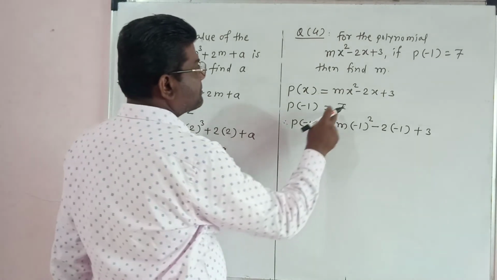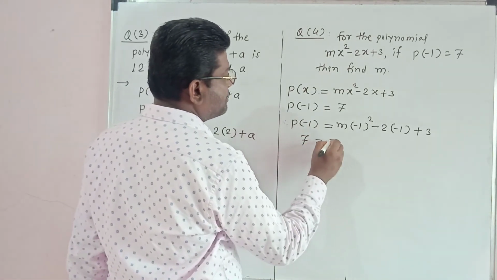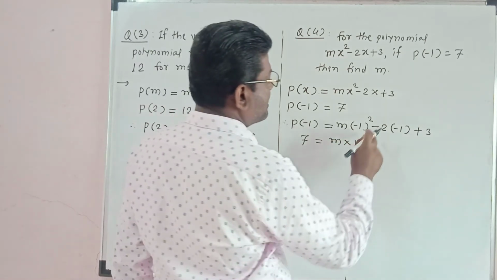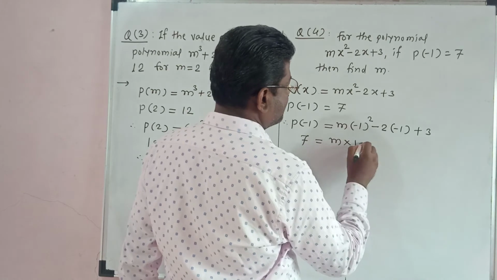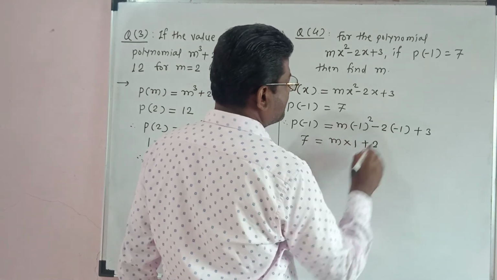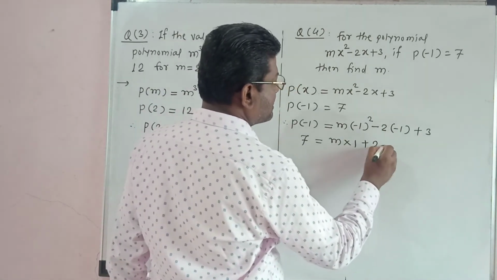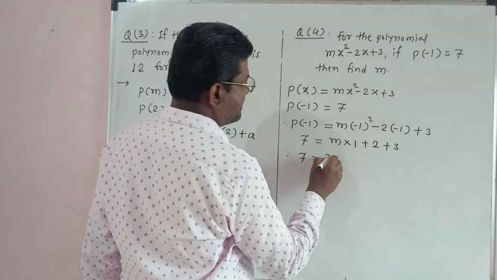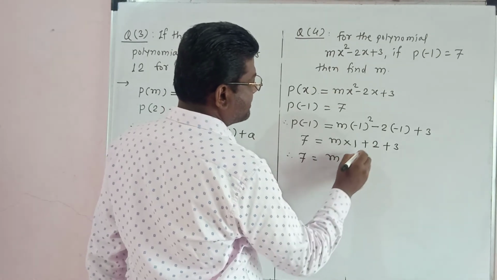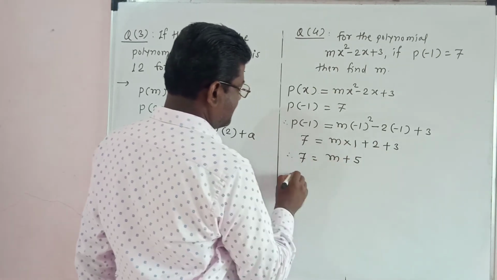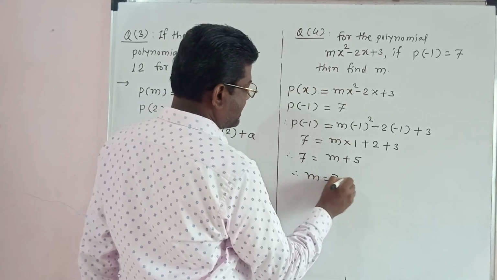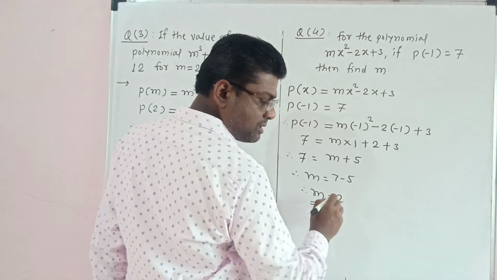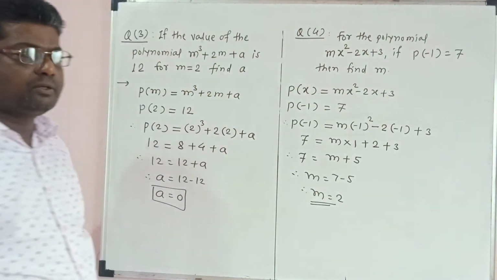Now p of minus 1 is 7. 7 is equal to m into minus 1 square is 1. Now this minus into minus will be plus, and 2 into 1 will be 2, plus 2 plus 3. Therefore 7 is equal to m into 1 is m, and 2 plus 3 is 5. Therefore m is equal to 7 minus 5. Therefore m is equal to 2. So value of m will be 2 here.